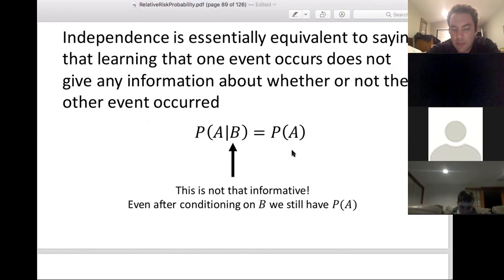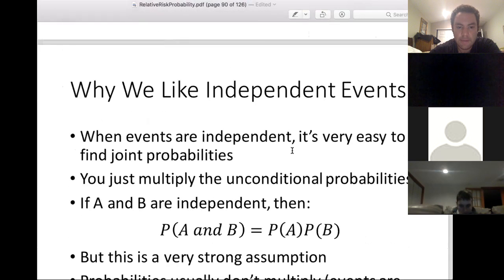To give you another example, if we were looking at vision data and we were sampling someone's vision in each eye, that would be dependent because it's on the same person. So what happens to one eye might be happening to the other eye. That's dependent. But if you're looking at the vision of random people, that's independent. So those are some examples of independent versus dependent events.